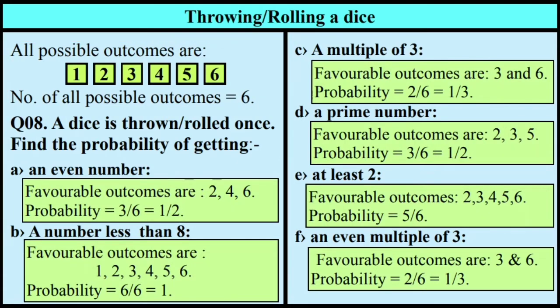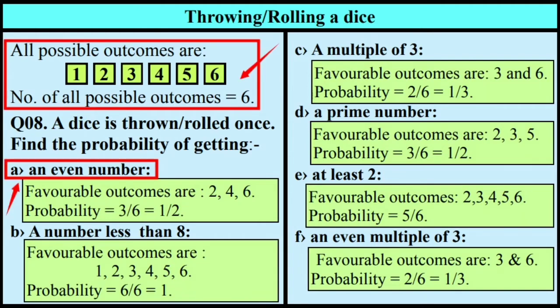Question number 8. A dice is thrown or rolled once. Find the probability of getting the following. Number A. Find the probability of getting an even number. As we know, in the range 1 to 6, there are 3 even numbers, 2, 4 and 6. Hence, the total number of favorable outcomes is 3. Hence, probability is 3 by 6, and in simplified form, it is 1 by 2.